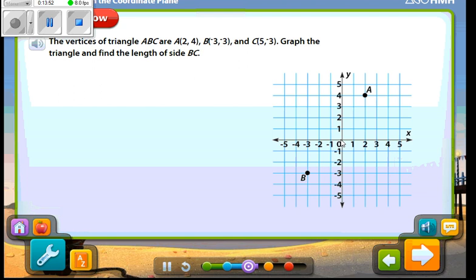Finally, plot point C. Point C is (5, -3). So we start at the origin, we go over to the right 5 and down 3. Excellent. The coordinates of point C are (5, -3). Next, connect the points to form a triangle.